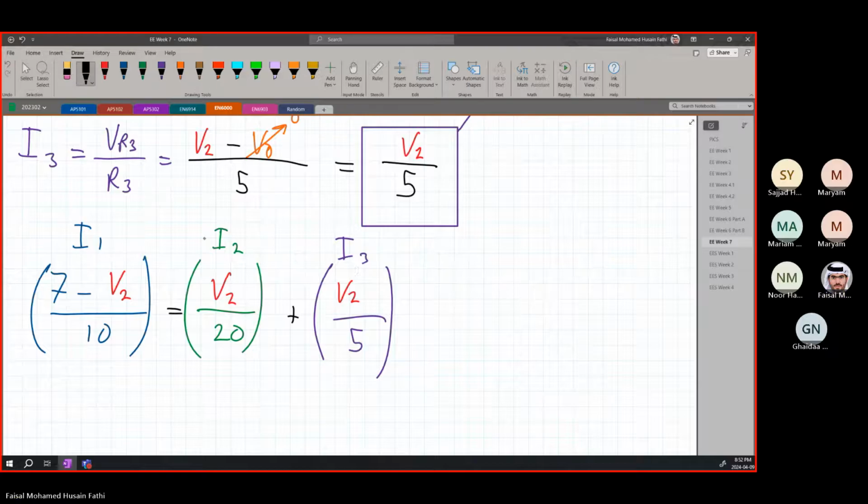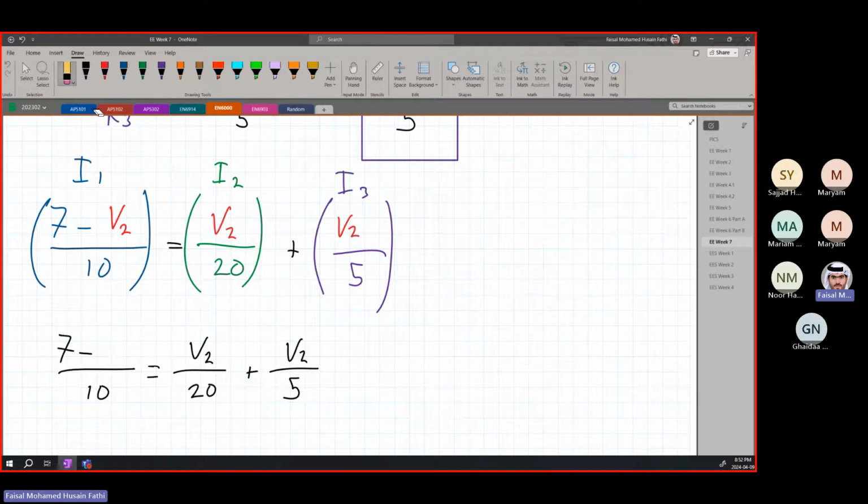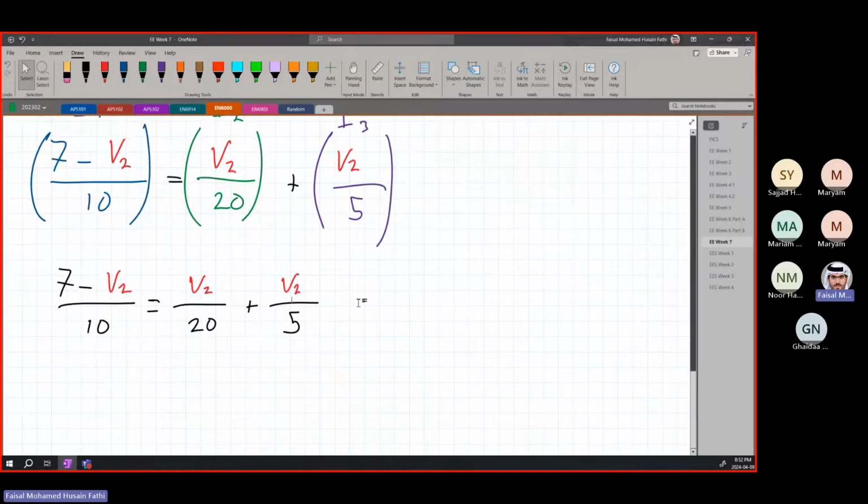If you notice here, now we only have one unknown. So (7 minus V2) over 10 is equal to V2 over 20 plus V2 over 5. Our only unknown over here is V2. This is the only thing we're trying to find: V2, V2, and V2. Now we can solve this equation to find V2.